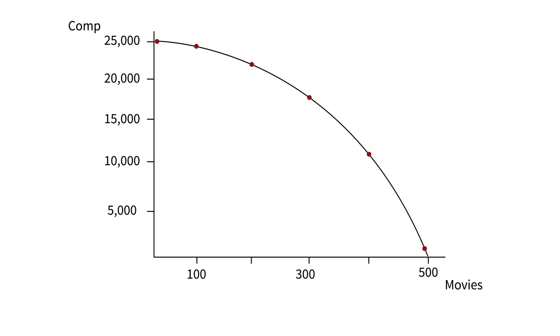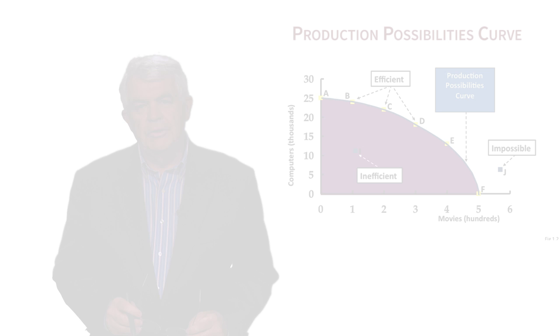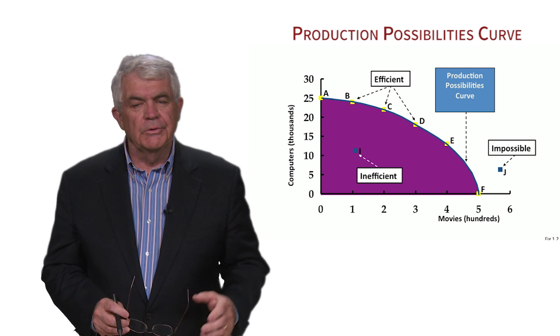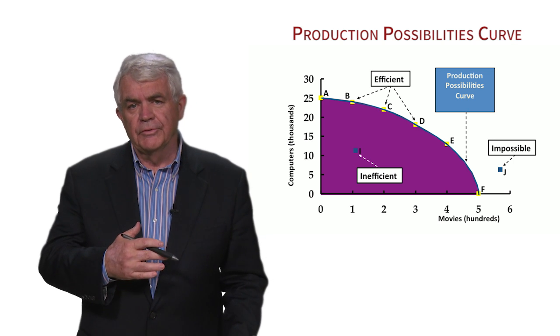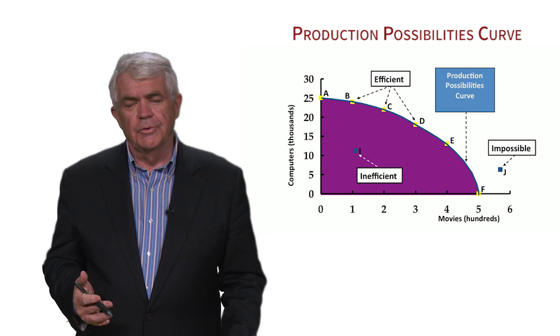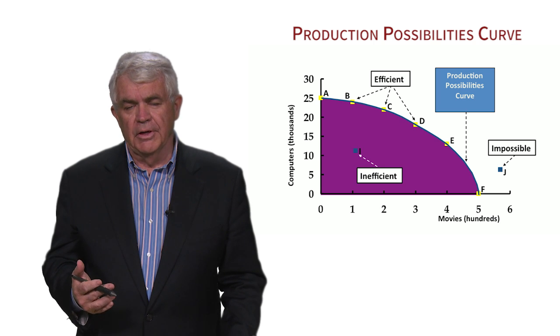So you'll see the computers are on the vertical axis and the movies are on the horizontal axis, and the points are there plotted with A, B, C, et cetera. And you can now see the curvature of this production possibilities. Now, once you draw it, you have a new name. It's called production possibilities curve. And the production possibilities curve is just a description in graphical form of that numerical table. It's the same thing, nothing new, just the same kind of thing in graphical form.